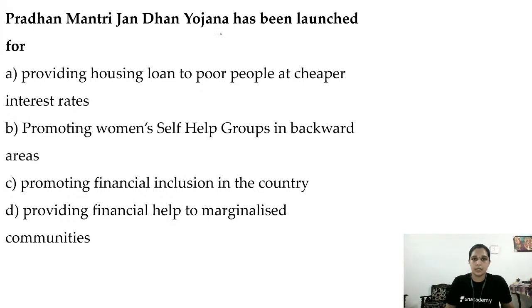Pradhan Mantri Jan Dhan Yojana has been launched for what? Again it was a current affair. It was for financial inclusion of the country. Under Pradhan Mantri Jan Dhan Yojana, people opened bank accounts, so people are included inside the financial stream of our country. It becomes easy for direct benefit transfer and many benefits given to the people. So that was financial inclusion in the country.